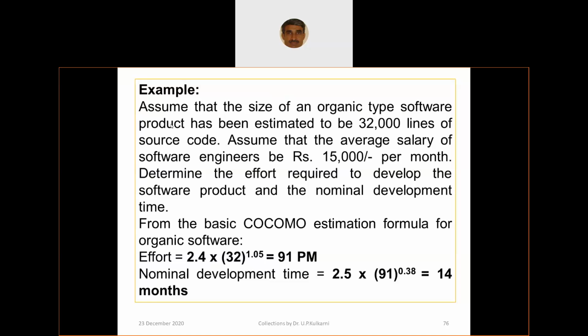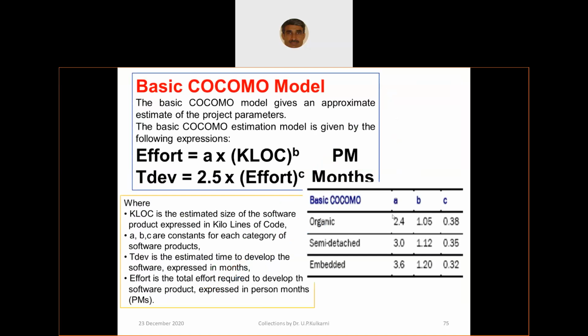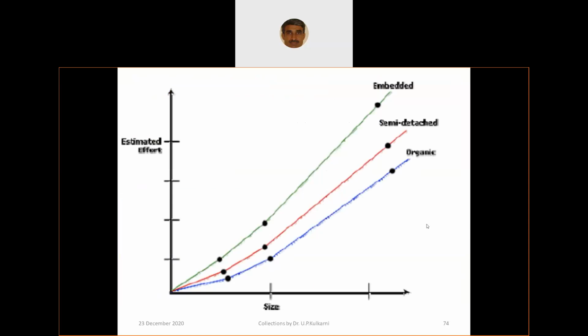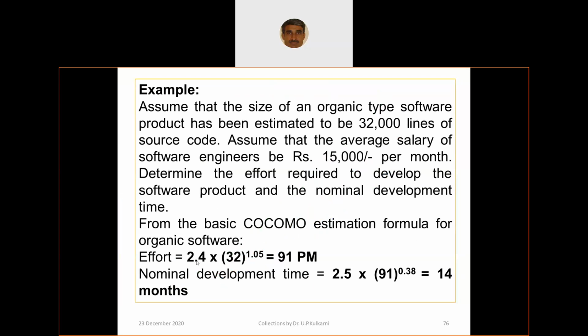Now look at that. With the table that you should know, effort equals 2.4 because it's organic. Please see here, A is 2.4, kilo lines of code raised to B, which is 1.05. So 2.4 into 32, since 32,000 lines of code is 32 KLOC, raised to 1.05. It is 91.